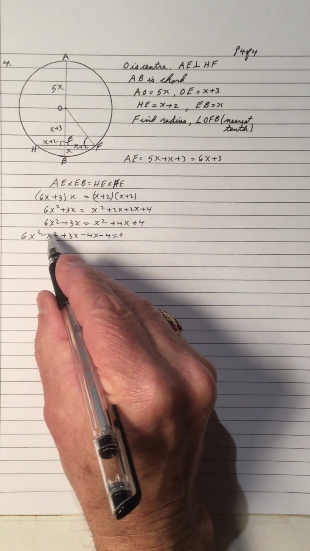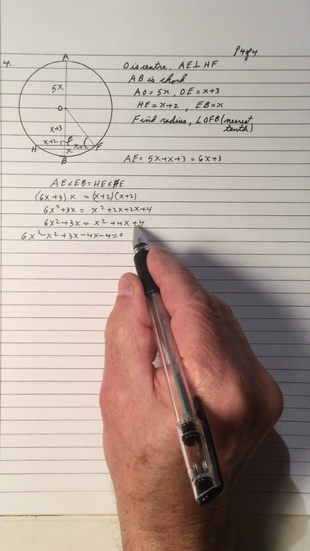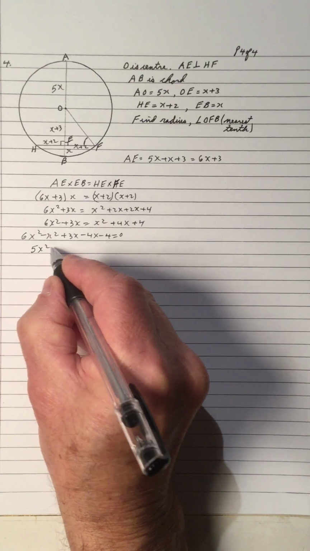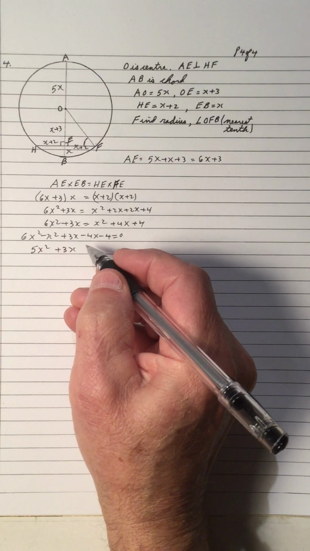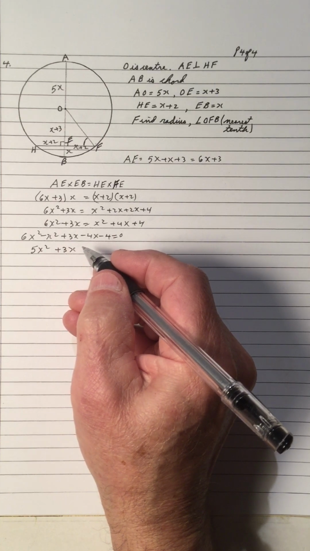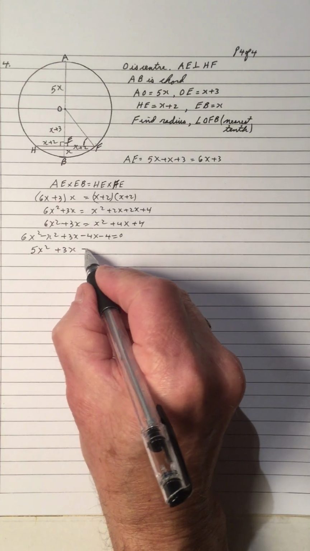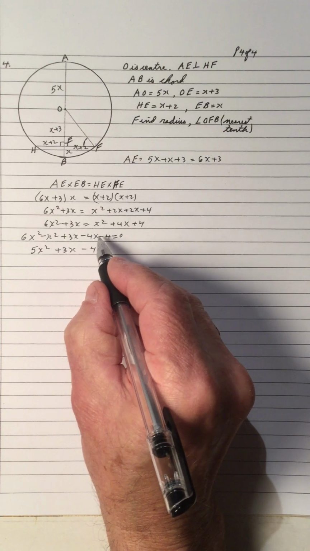So x squared moves to the left, becomes negative. 4x moves to the left, becomes negative. And 4 moves to the left, becomes negative. That gives us 5x squared plus 3x minus 4 equals, let's see what we have.